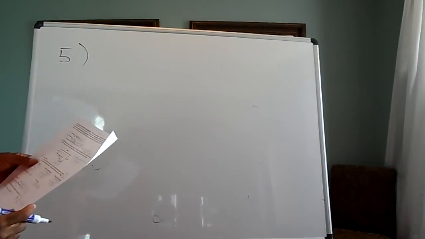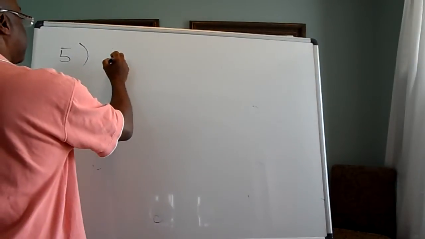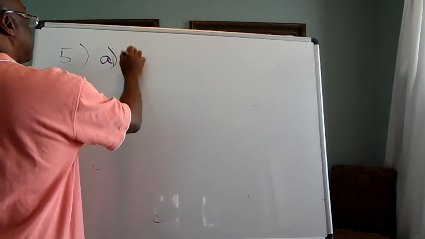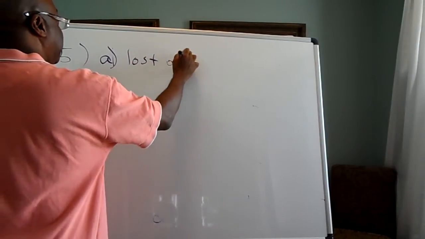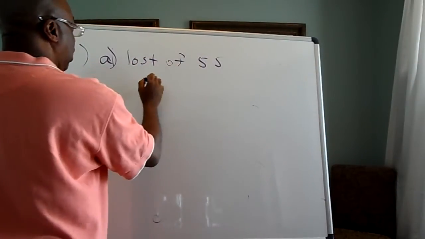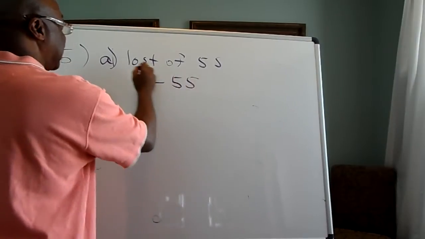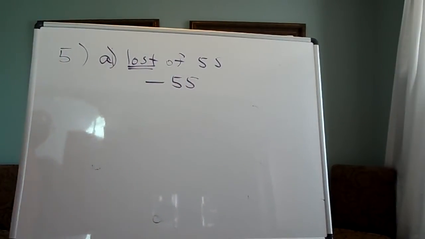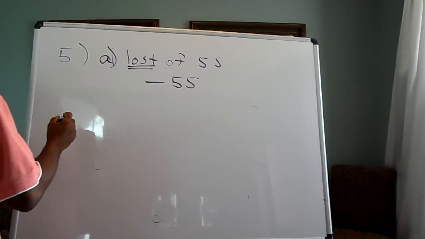It says Dale lost $55. So you're looking here for a key. The key in this problem is a loss of $55. Loss means negative, so the answer is negative 55. A loss of $55.